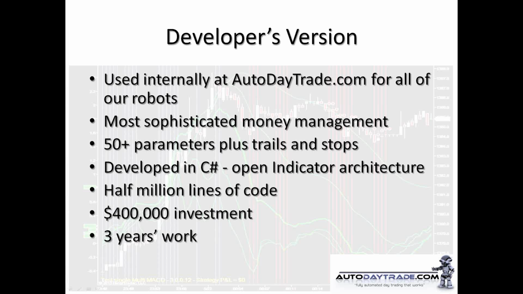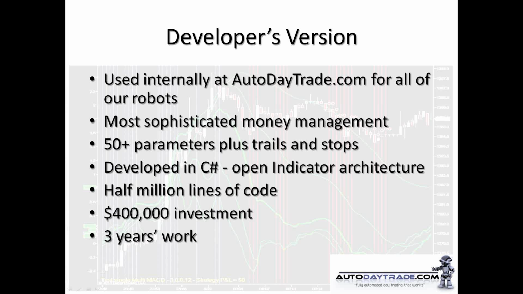The developers version is used internally at AutoDayTrade.com for all of our robots. It has the most sophisticated money management of any trading platform. This we went into in that first webinar on June 24th, so if you want to learn more about money management, please go back there and read up about it. There are 50 plus parameters, plus trails and stops, depending on how you configure your robot. If you're a trader, you already know most of the parameters that work for you, so it's not that daunting a task. We do not release the settings for our own robots, but each parameter has a usable default value, so you can start to work on your robot with something.